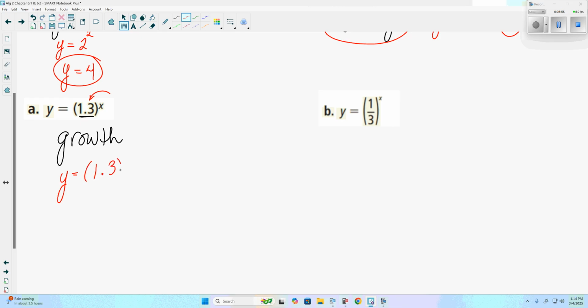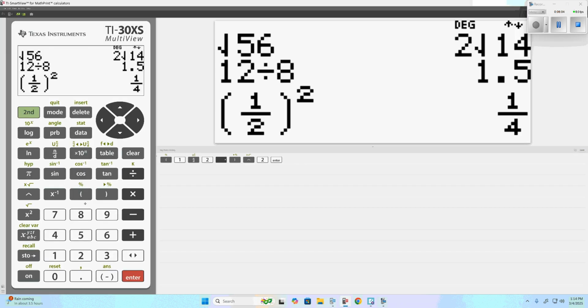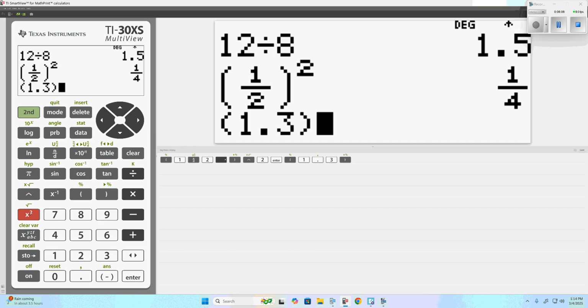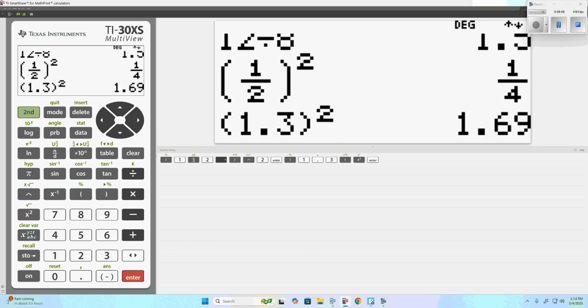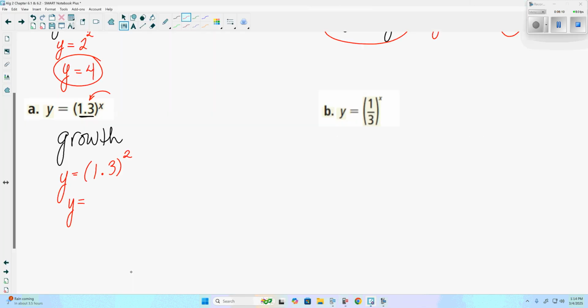Then the second part is to evaluate this when x is 2. So 1.3 to the second. And again, we can do this in the calculator, and it tells us it's 1.69. Questions on this so far?